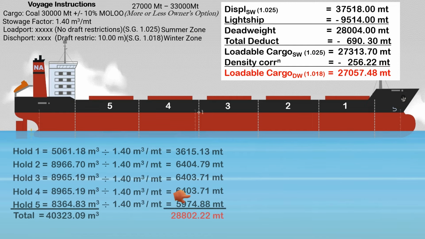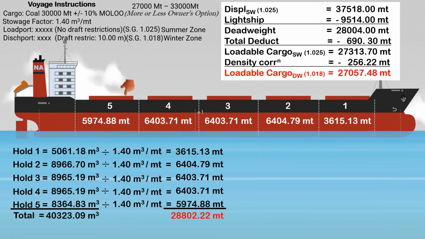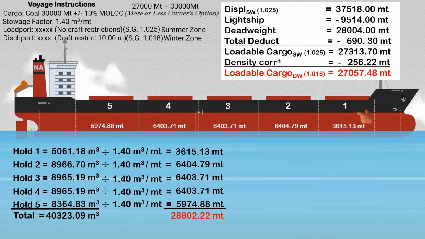In my previous video, we calculated the maximum cargo that a ship can load, but in this scenario, due to draft restrictions in the discharging port, and also due to load line restrictions, our ship can load lesser cargo. This is supposed to be the cargo that a ship can load to each hold with no draft restrictions, with a total of 28,802.22 metric tons. Due to draft restrictions, we can only load 27,057.48 metric tons of coal. Let's leave this maximum cargo that can be loaded for each cargo hold so that we can compare it later on with the new loadable cargo.